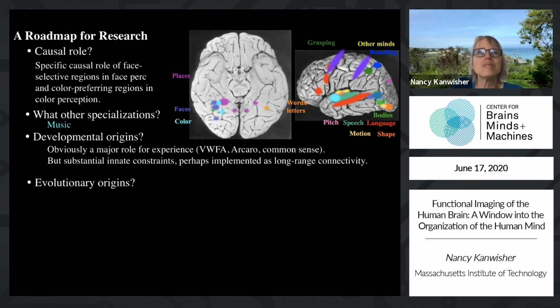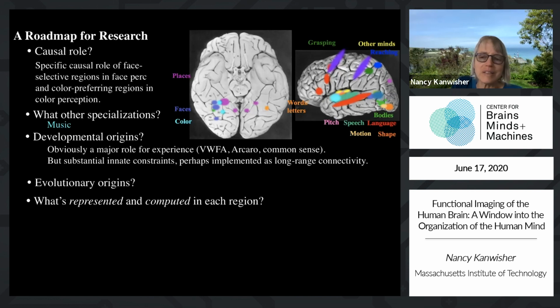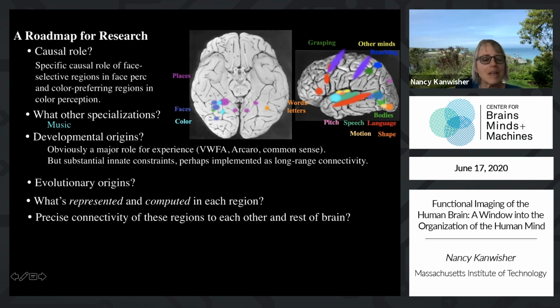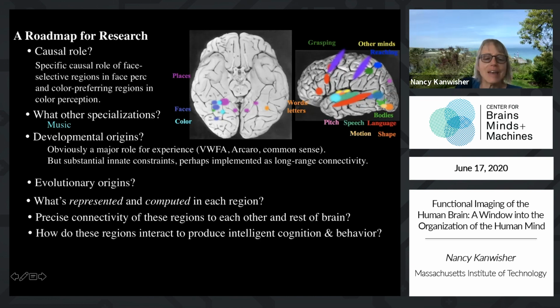And there's just a whole host of other questions that weren't part of this lecture and that are wide open. Like, how does all this intricate structure, the same in every one of us, get built up over evolution? How did it evolve? What exactly is represented and computed in each region? As a little advertisement, I used to think this was the coolest question and mostly out of reach. But now I think with the advent of deep neural networks and the ability to compare them to brains, we're starting to make new progress here. I'm almost done. What is the exact connectivity of each region to the rest of the brain? And how do they work together to produce intelligent cognition and behavior?